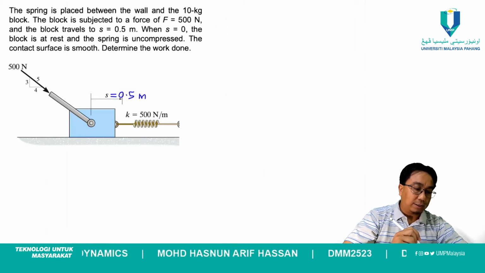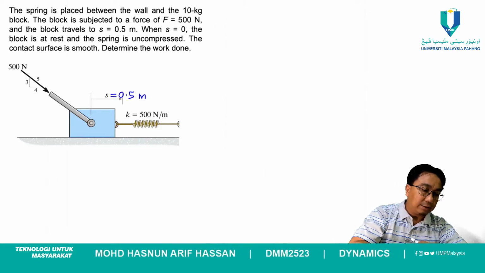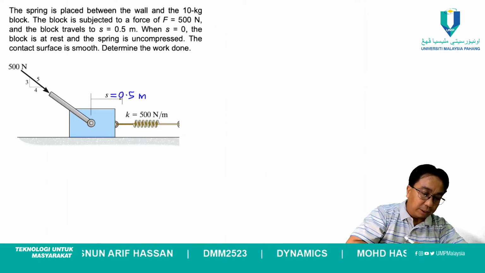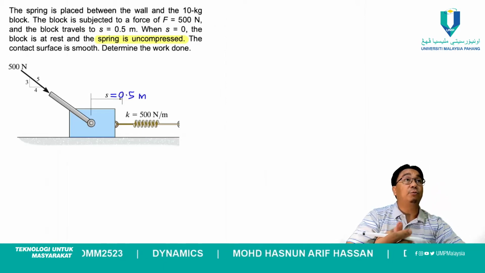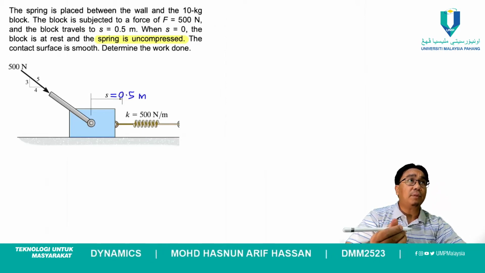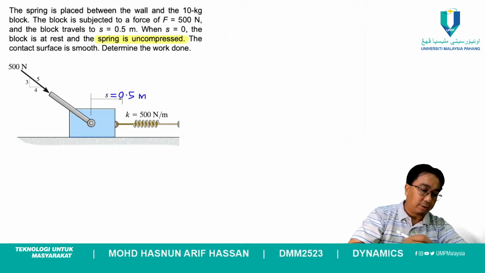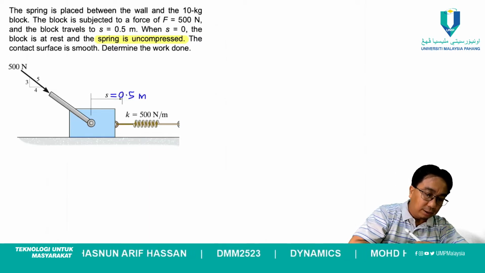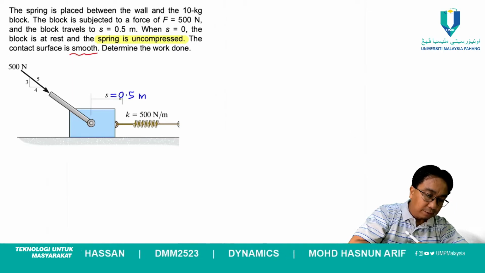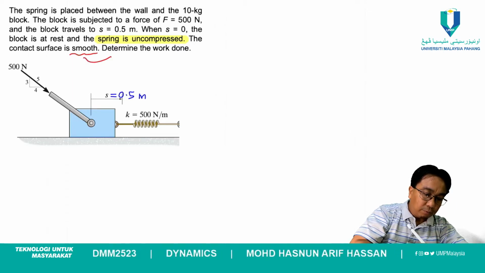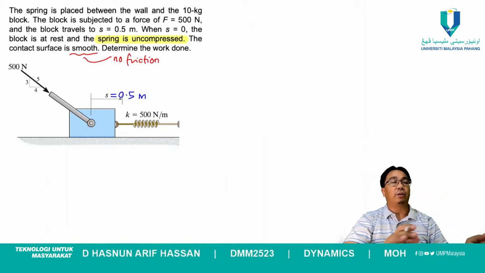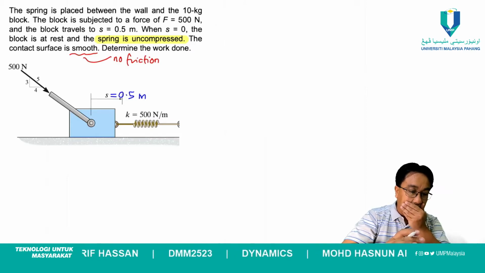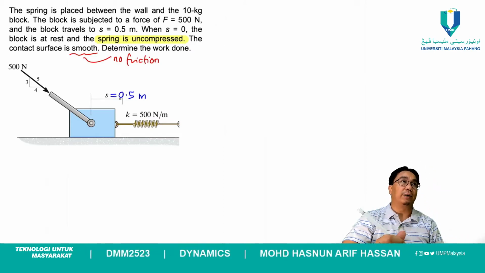When S equals to 0, the block is at rest, the spring is uncompressed. Okay, this information is very important. Dia cakap when S equals to 0, spring uncompressed. The contact surface is smooth. Okay, contact surface is smooth di sini. Apa maksud dia smooth kat sini? Smooth means no friction. Okay, kalau dia kata the surface is smooth, maksud dia no friction. So we don't have to consider friction lah. Determine the total work done.